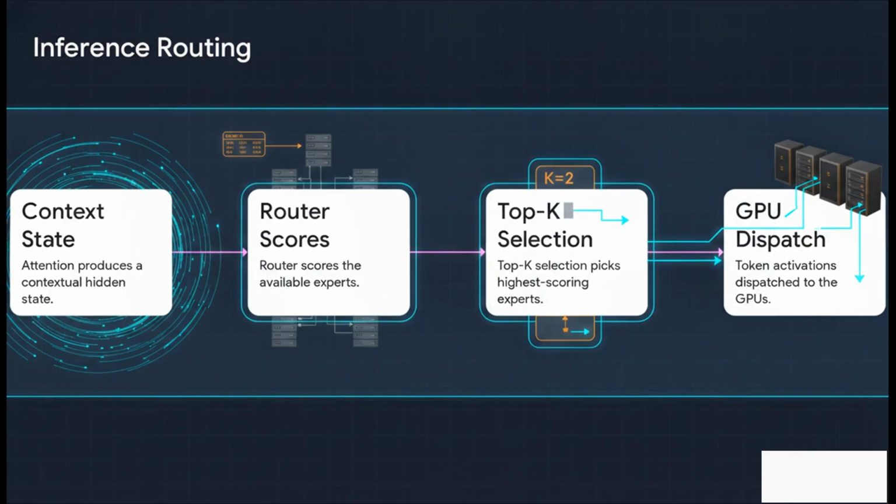Step 1. The attention mechanism produces a contextual hidden state for our token. Because it has this context, it moves right to step 2. A router network scores the available experts based on how well they match the token. Now, because the router scores the experts, step 3 triggers. A top K selection makes a hard, constrained decision, picking only the highest scoring experts. And finally, step 4. The token's activations are physically dispatched over to the specific GPUs that host those selected experts.